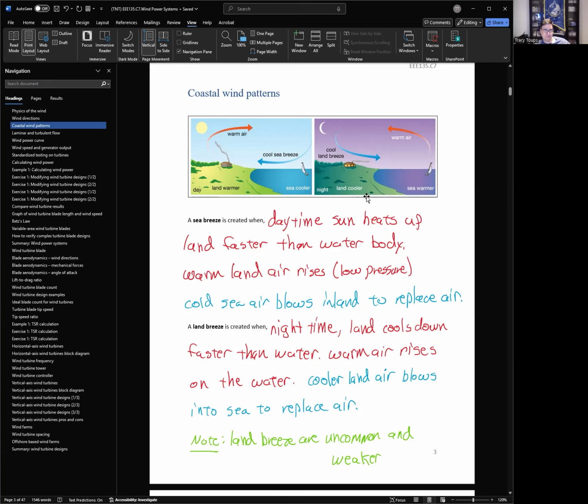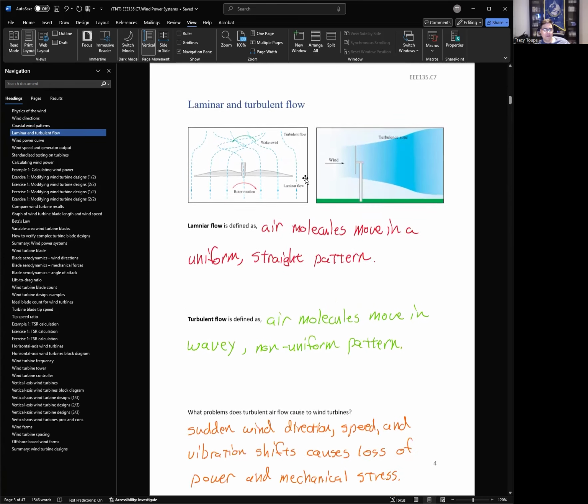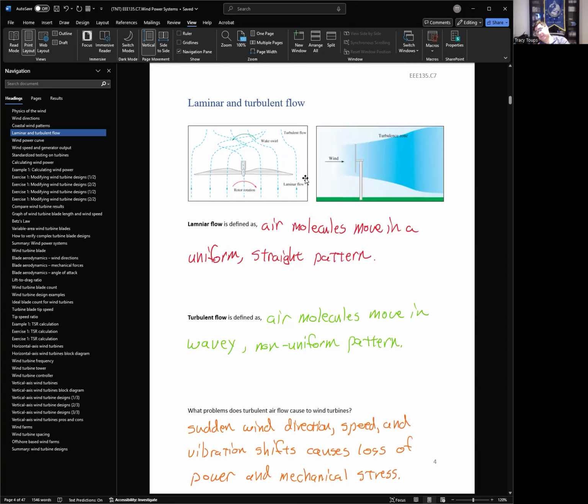Now again, land breezes are much more rare and they're also weaker. So typically the sea breeze is the more dominant one. Like in California, we always get sea breezes. Very rarely do we get land breezes. So that's another part we need to think about when we do wind turbine design.